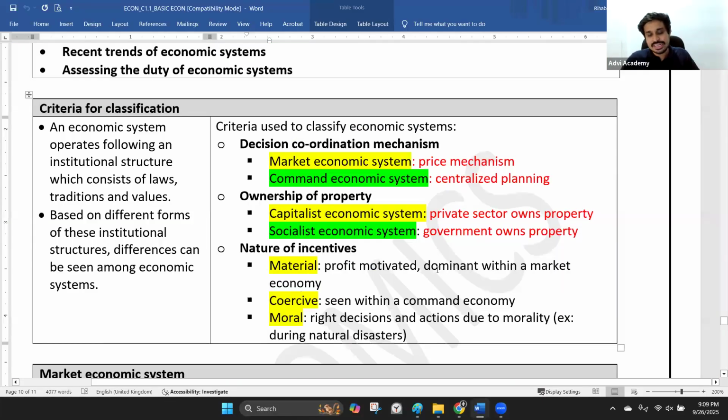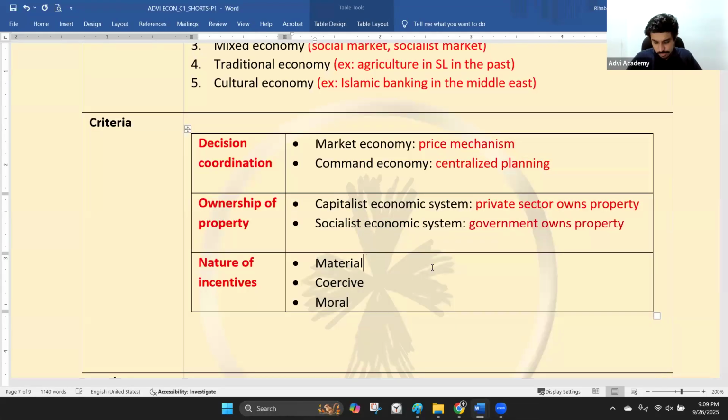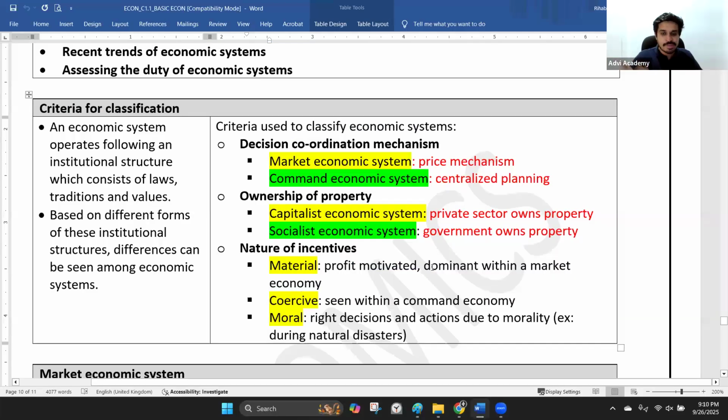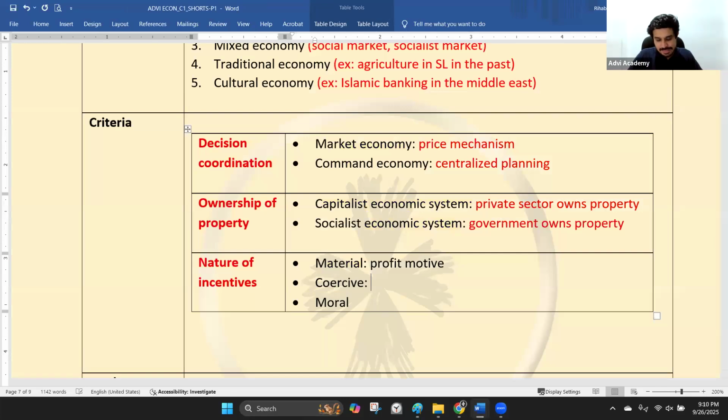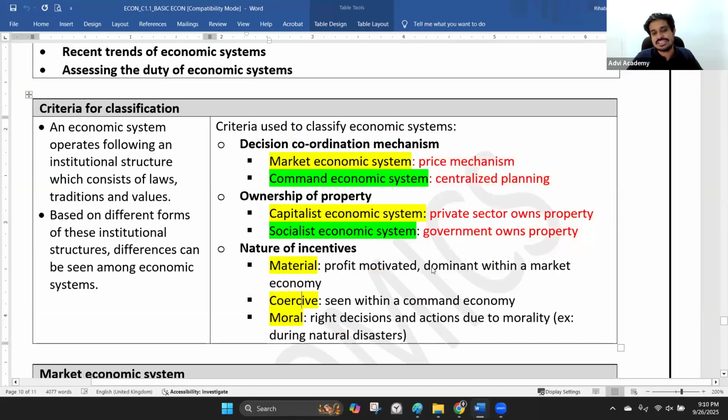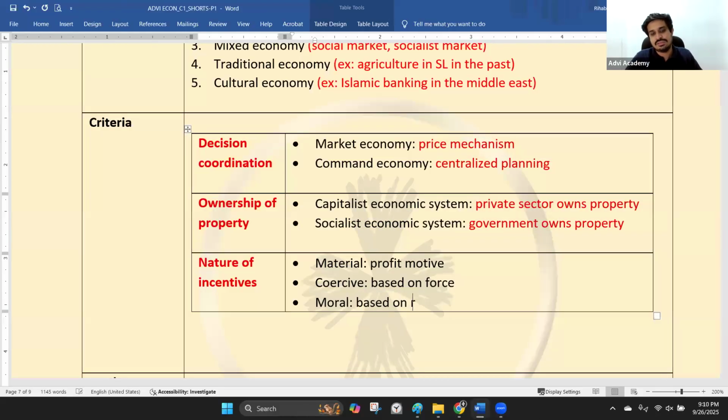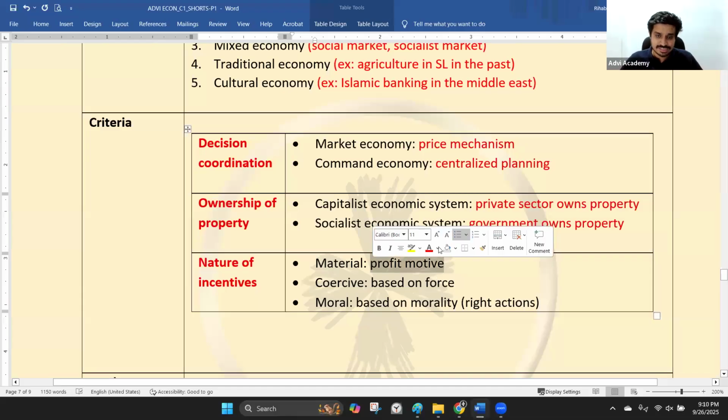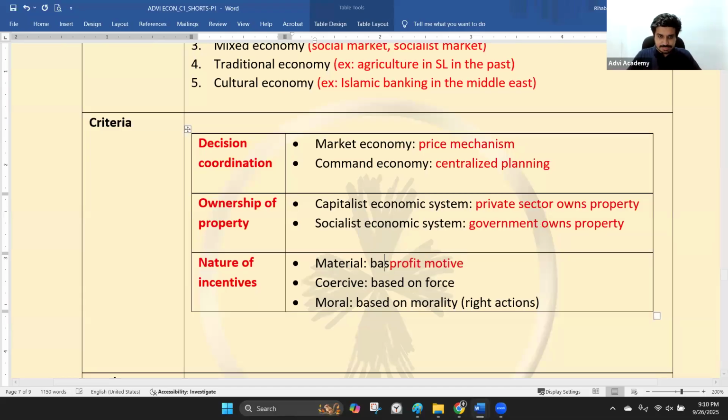And then what is your material? Material is about profit motive. And here we have said coercive is about seen within a command economic scale. I'm just going to say based on force. All right. And moral is based on right decisions. Morality. Right decisions and right actions. Let me quickly explain what each of these means.